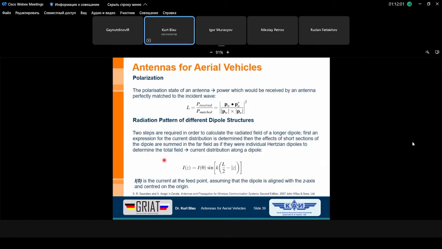Okay, this was another mathematical perspective to determine the so-called polarization state of an antenna, but this is not so important for our further discussion. Now we can proceed with the radiation pattern of different dipole structures.